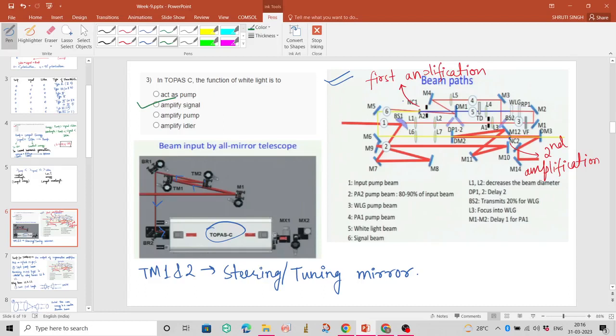It is not acting as a pump because the pump is this one. This light which goes in is the pump. From where do we get this pump? We get this from the output of this regenerative amplifier, which gives the output, this pump, and we use this as the pump light. Amplify pump, no, we don't need to amplify the pump, it is already amplified. Amplify idler, no, we are talking about the signal here, not the idler. So the answer should be B only.